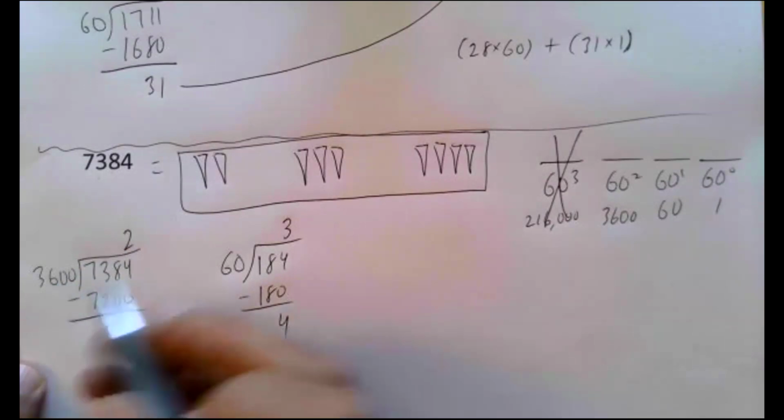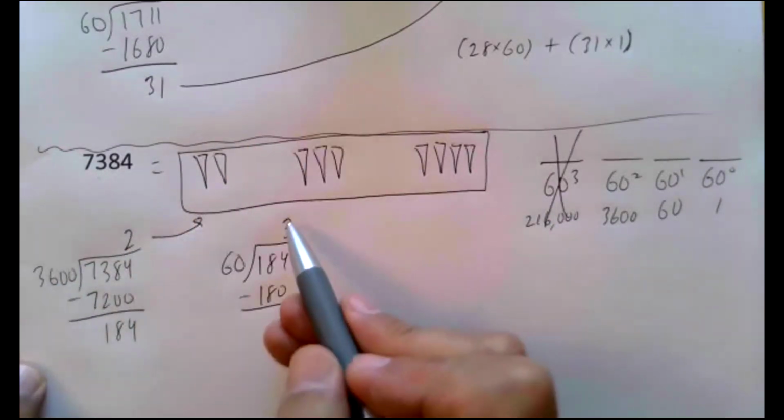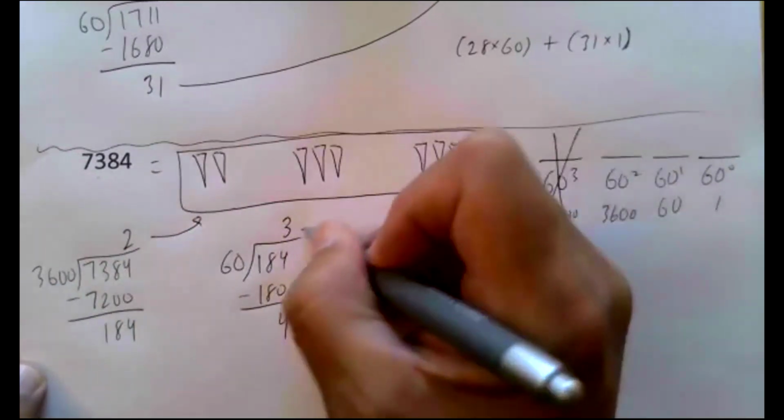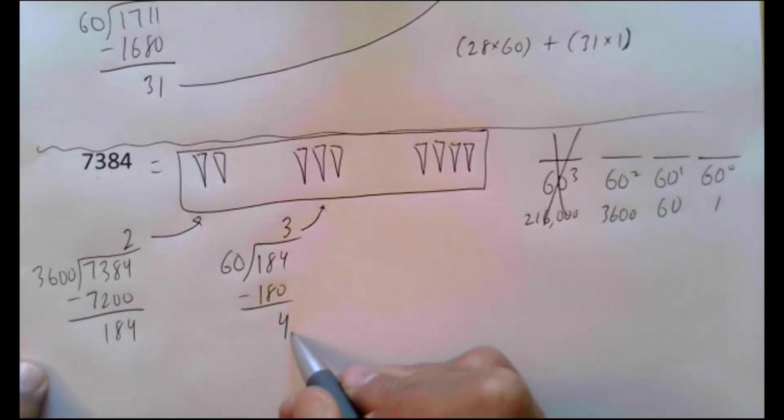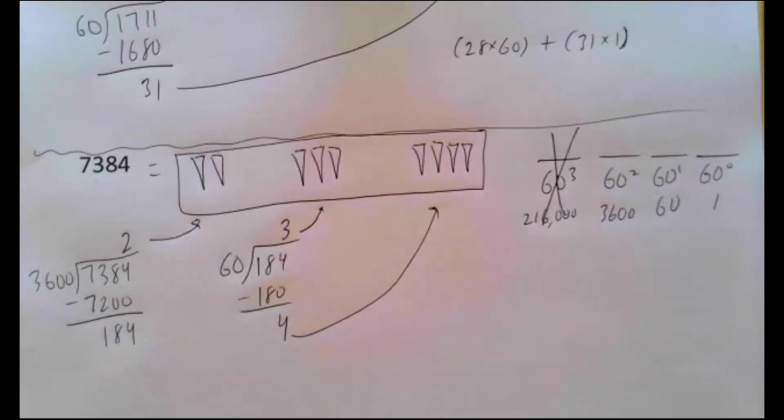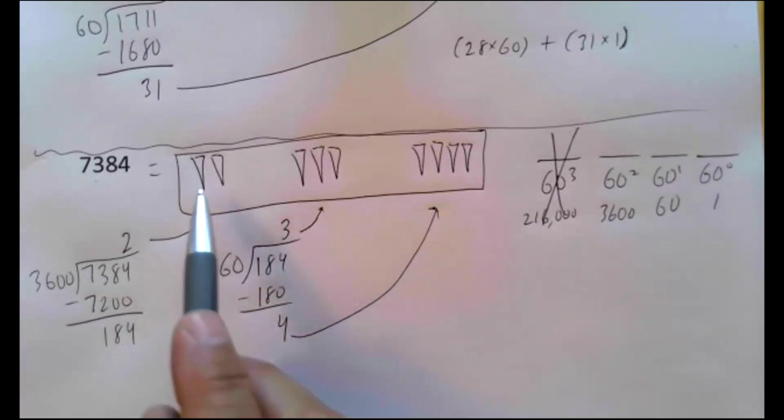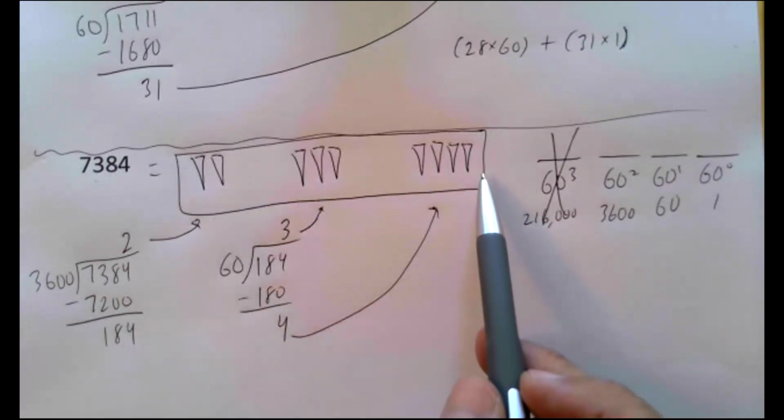2 sets of that: this is the 3600 space. 3 sets of that: that's the 60s place. And then after you divide by 60, the final remainder always goes in the ones place. So that's my answer. The spaces are super important.